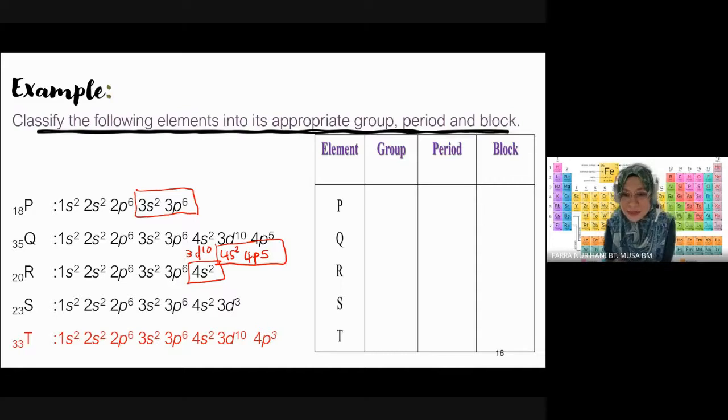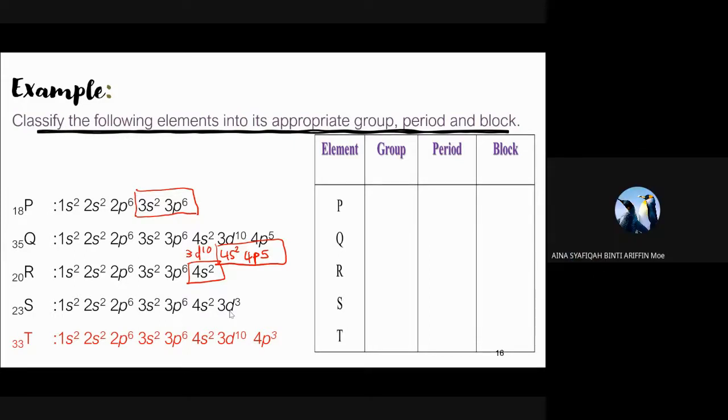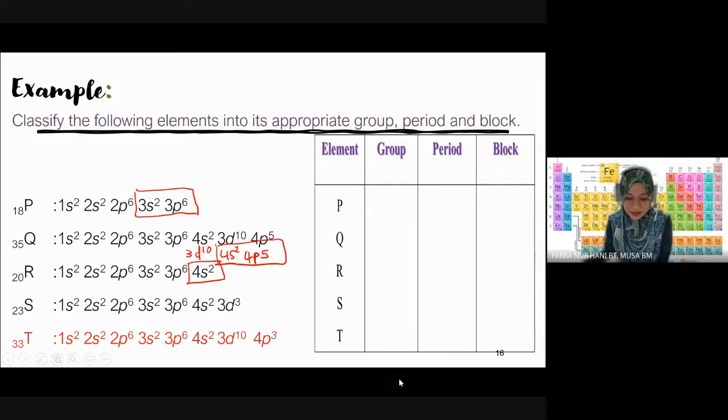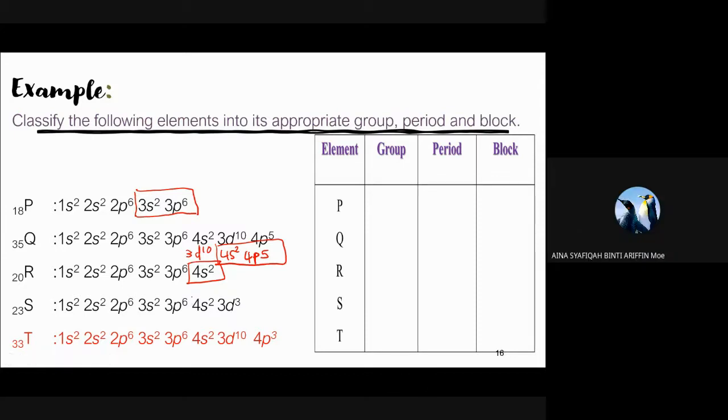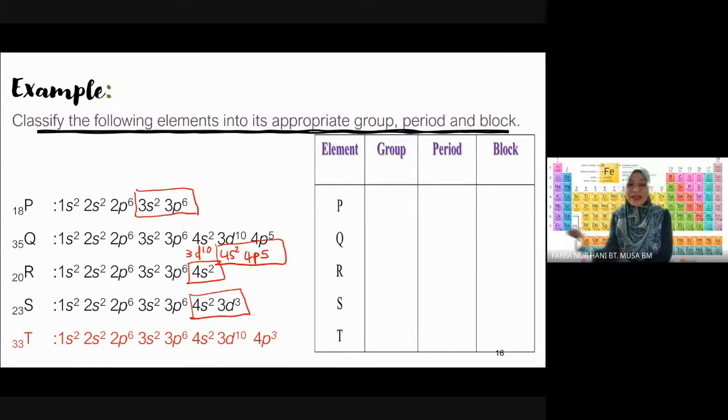What about S? Who wants to answer? Don't be shy. Madam. Aina. What is it? 5. Which one? 4s2 and 3d3. Yes, 4s2 and 3d3 is the valence electron. Very good. It's a combination of 4s and 3d. Same here, we should rearrange it: 3d3, 4s2. Okay, so this is the valence electron.